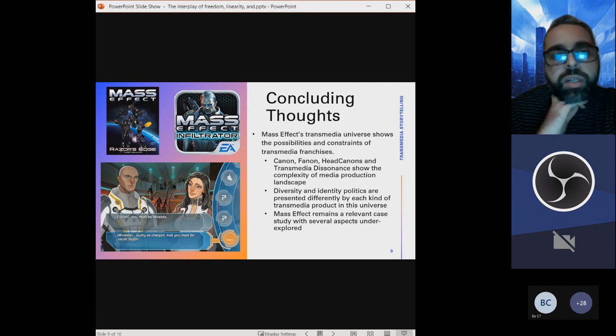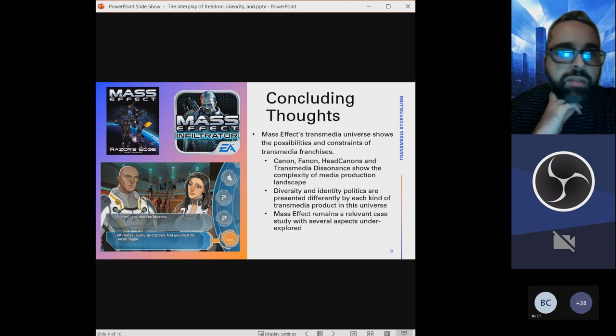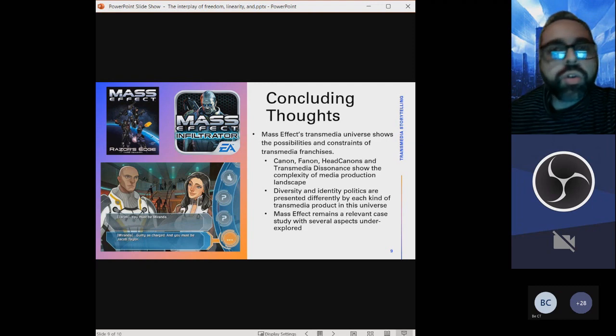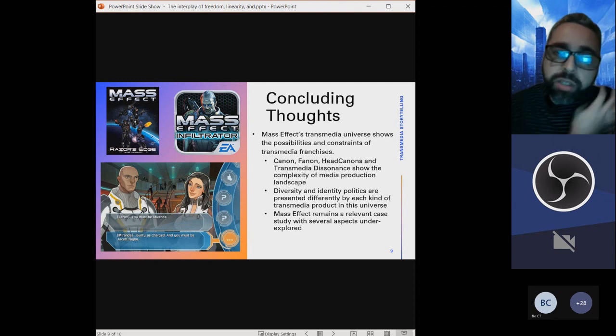Particularly because it was a topic of my interest, diversity and identity politics are presented and discussed very differently by each kind of transmedia product in this universe. The books actually have a good number of queer characters that don't really appear much in the main series, but they also fall into tropes like killing the gays. They appear and then they die. So there are these kinds of problems, but you see a bit more diversity outside the game setting as well. But of course, that's taken to a much higher level in the fan work.